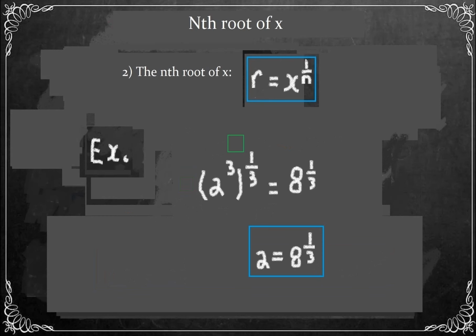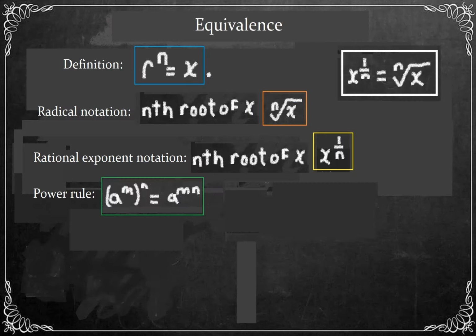So in the context of label 2, the nth root of the number 8 is itself raised to the power of 1 over 3. For the sake of clarity, we want to show notation equivalence. The blue box is label 1. The radical and rational exponent notation are the orange and yellow boxes respectively.